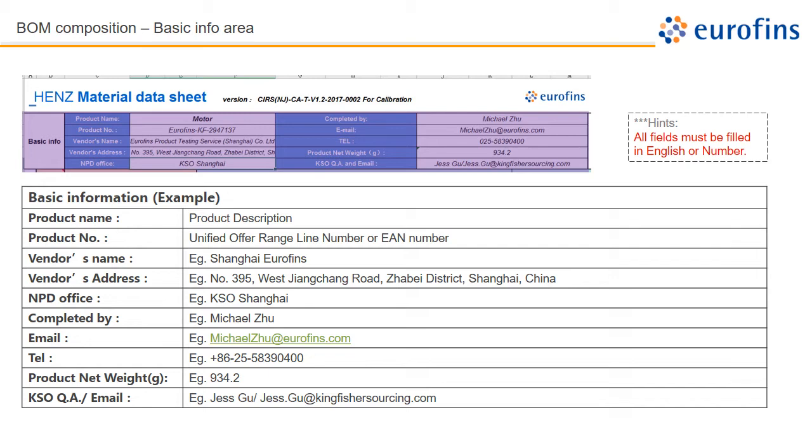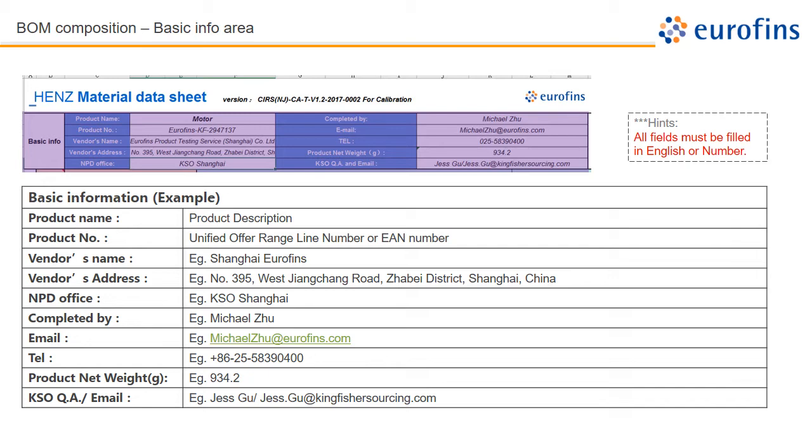Okay, the first part, the basic information area, is for us to check the identification of both vendor and product. Some information from this area will appear in our assessment report, so it is crucial for you to make sure that, for example, the net weight of our product here is right and consistent with the sum of the table below. Basic information contains product name, product number, and this product number will often be referred to as Unified Offer Range Line Number, or the EAN number.